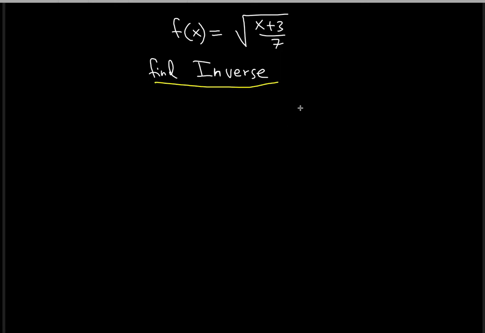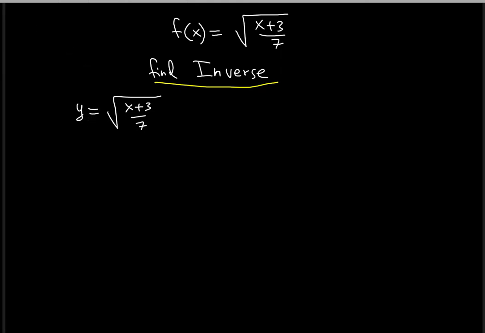How do you find the inverse of the square root function? First, what you want to do, you want to substitute the f(x) with y. So let y be equal to the square root of (x + 3) divided by 7. Now what you want to do, you want to switch the x's and the y's.